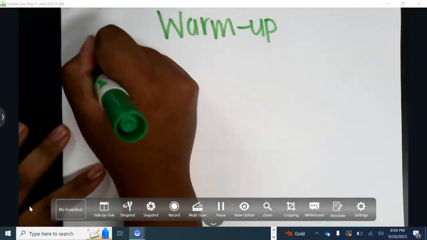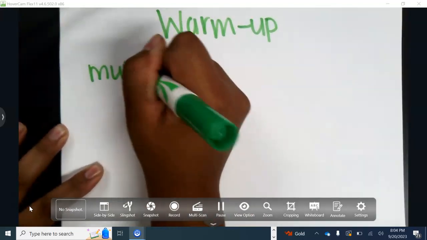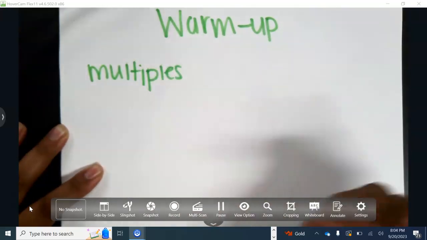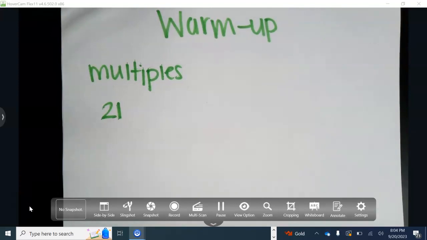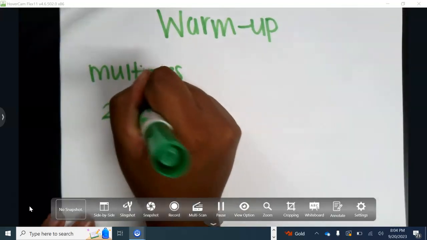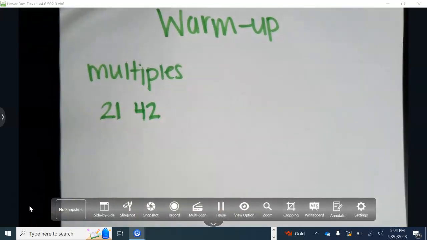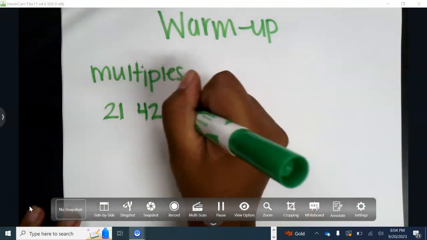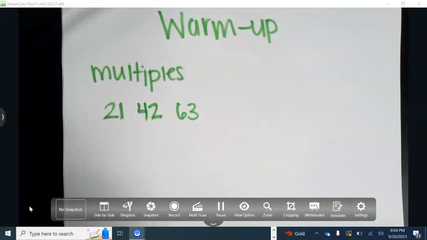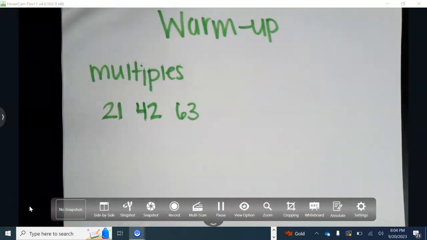So first we're going to start with multiples. And we'll start with the number 21. So think about the next multiple that's coming after 21. So think of 21 plus 21, or you can say 21 times 2, right? Think for a second. All right, the next multiple is 42. Think again. What's the next multiple? 63. All right, think again. What's the next one?